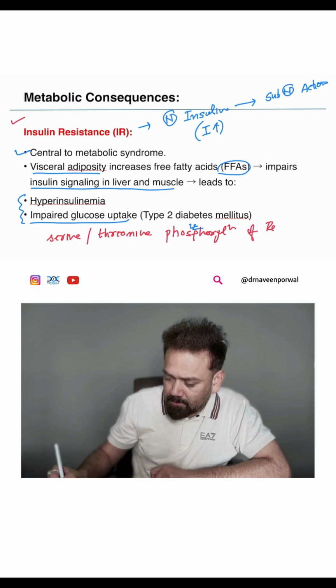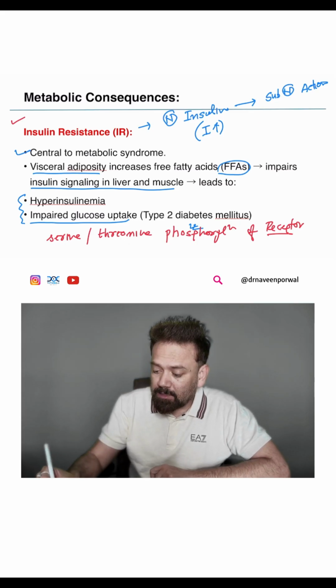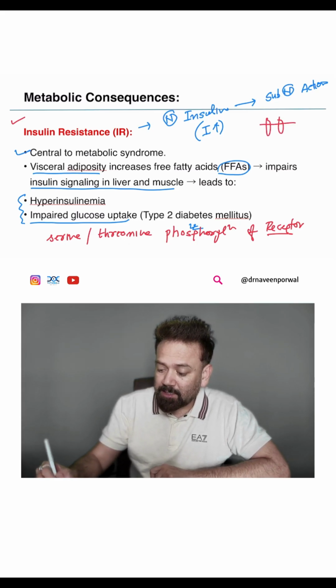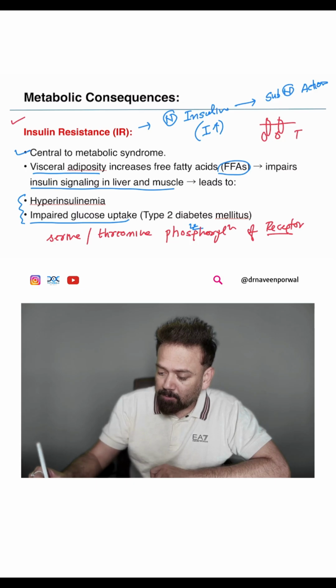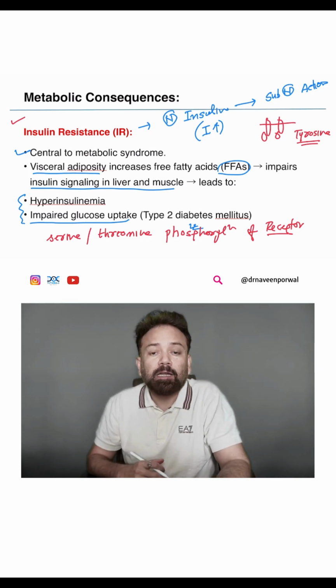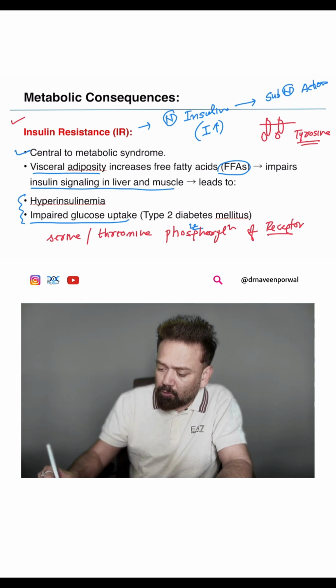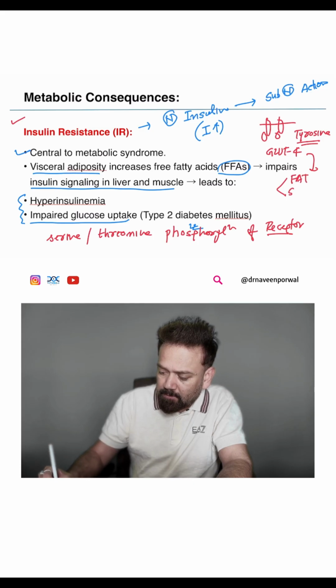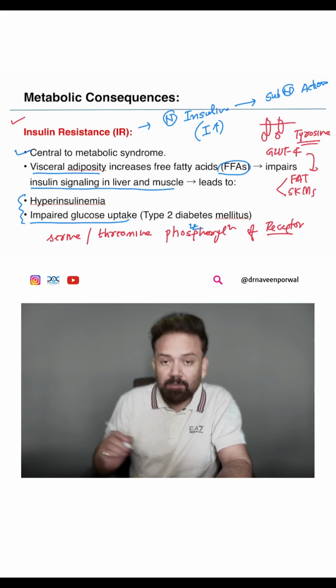Phosphorylation of the receptor. So normally when insulin comes, it causes phosphorylation at the level of tyrosine. It is normal. So normally whenever there is insulin, it will activate phosphorylation of the tyrosine, and it will activate GLUT4 so that glucose enters inside fat and skeletal muscle. This is normal.